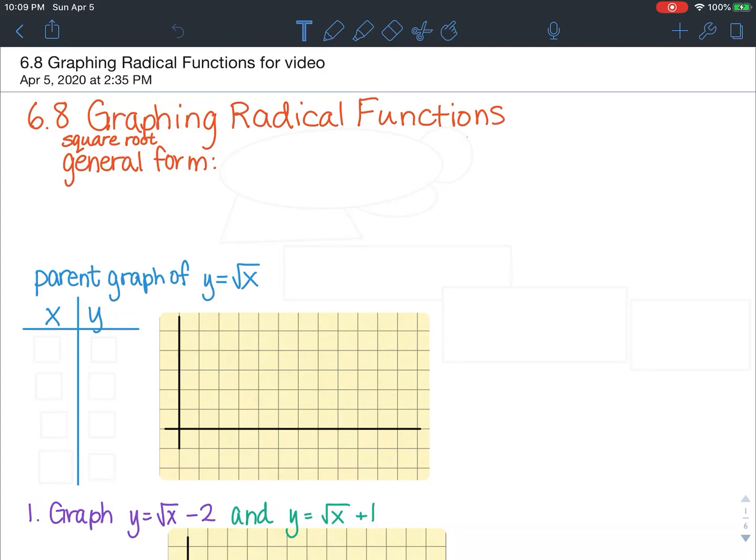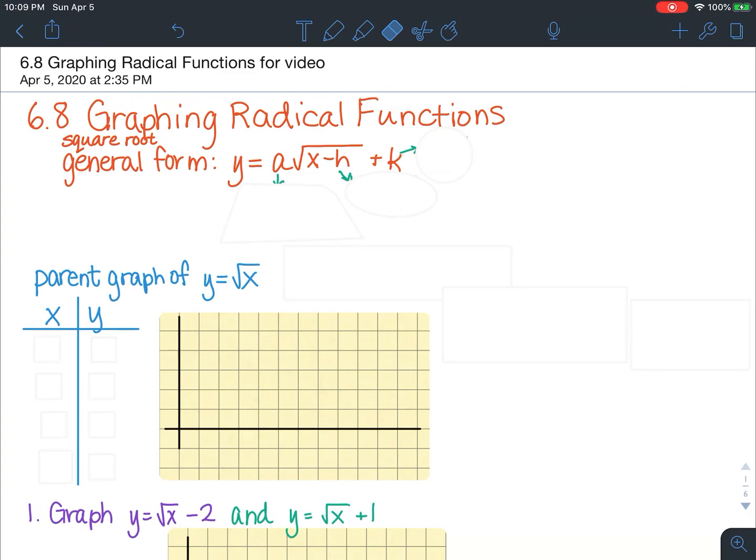Today we're going to talk about graphing radical functions. So the first thing that I want to do is show you what the square root general form is. And it's going to look familiar to you. So y equals a times square root of x minus h plus k. So hopefully this a and h and k are all familiar.